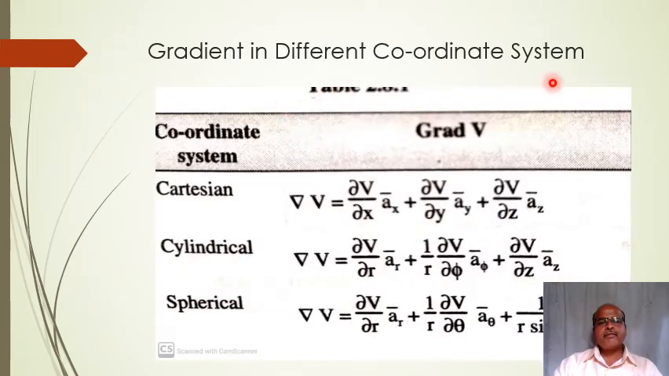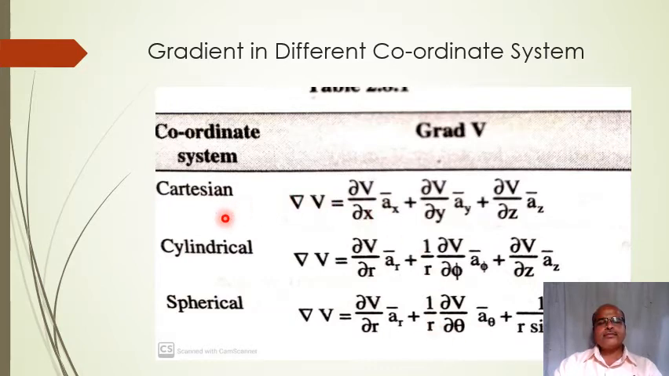Then gradient in different coordinate systems. In the Cartesian coordinate system, gradient V is given by dV by dx ax cap plus dV by dy ay cap plus dV by dz az cap. In the cylindrical coordinate system, gradient V is given by dV by dr ar cap plus 1 upon r dV by dphi aphi cap plus dV by dz az cap. And in the spherical coordinate system, gradient V is equal to dV by dr ar cap plus 1 upon r dV by dtheta atheta cap plus 1 upon r sine theta dV by dphi aphi cap.